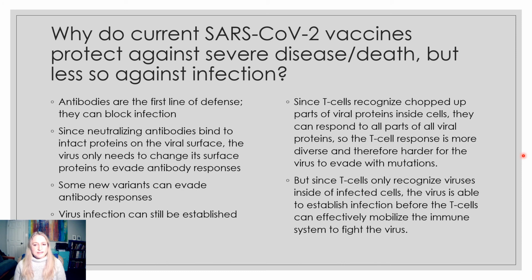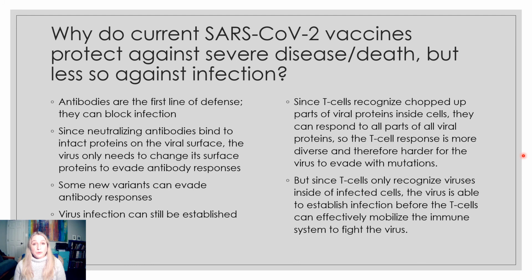On the other hand, since T cells recognize these chopped up parts of viral proteins inside cells, they can respond to all the parts of all the viral proteins. So the T cell response is more diverse, and therefore it's harder for the virus to get around it and evade it with mutations. There's just more T cells seeing more different things.